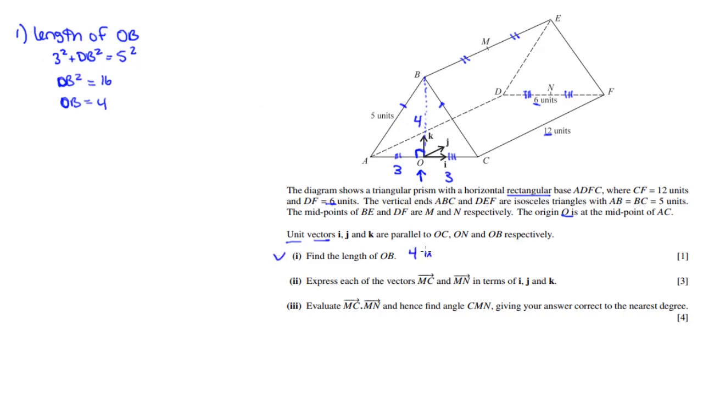And now I go on to part 2. It says express each of the vectors MC and MN in terms of i, j, and k. All right, so we start at M and we're going to C. So if I go this way, that's going to be negative j. In fact, it's going to be negative 6j. So I'm going to start with that.